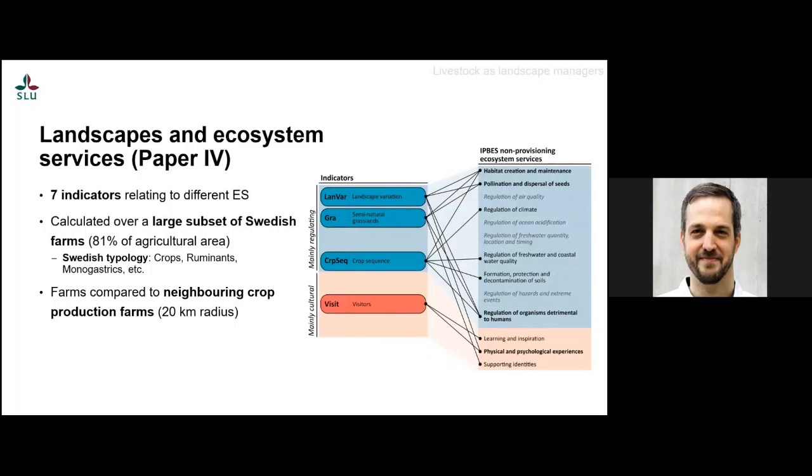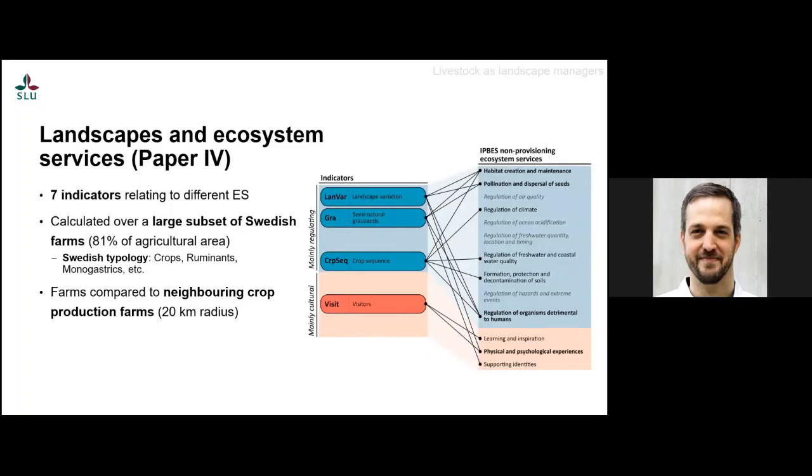And we also tried to count the number of visitors at the different farms. And here we relied on 2 different data sources, both photo uploads to Flickr and also species observations to the publicly available species observation portal called Artportalen. And we assumed that this indicator would relate to ecosystem services related to nature recreation.